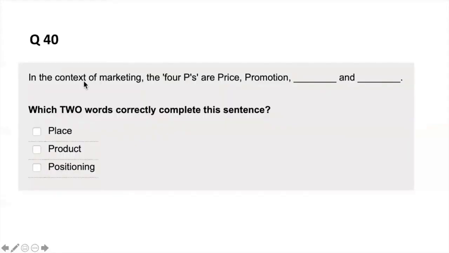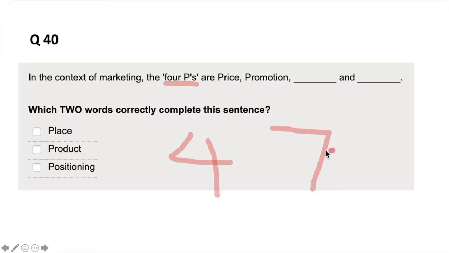Question 40. In the context of marketing, the 4 Ps are price, promotion, and there are two that are missing. Let me just clarify something. In the marketing mix, we either have 4 Ps or we have 7 Ps. Why do we have 4 or 7? The first 4 Ps, the classic Ps, were more applicable to products, while the 7 Ps were those applicable to services.